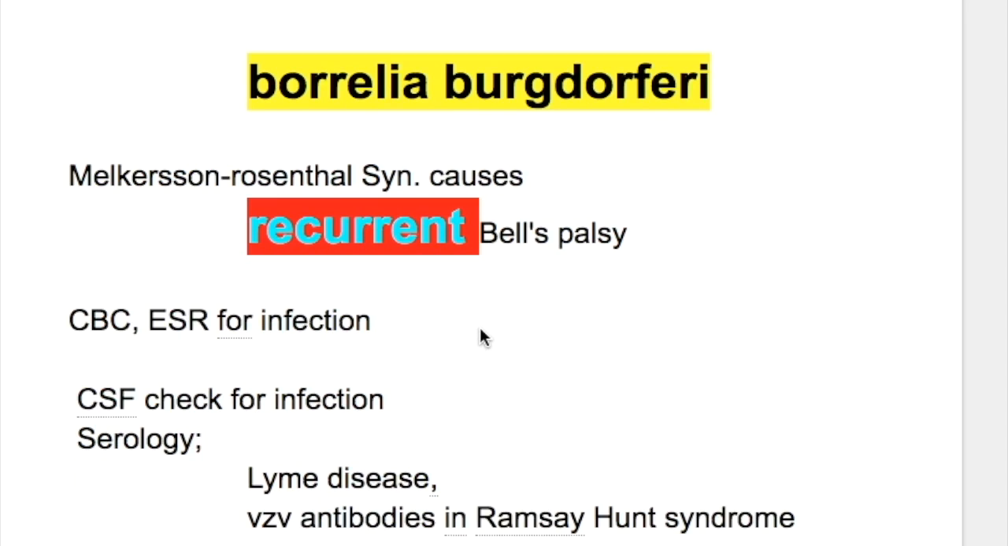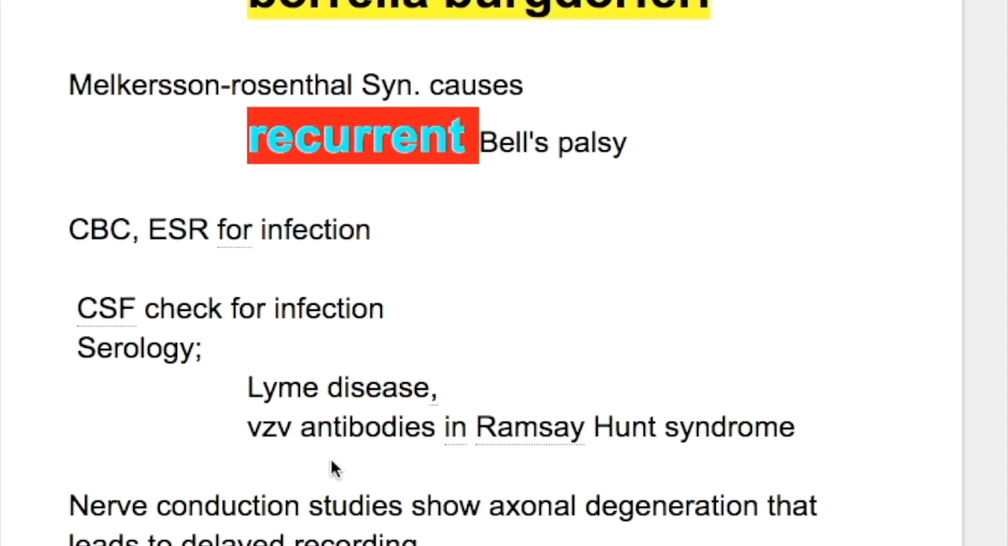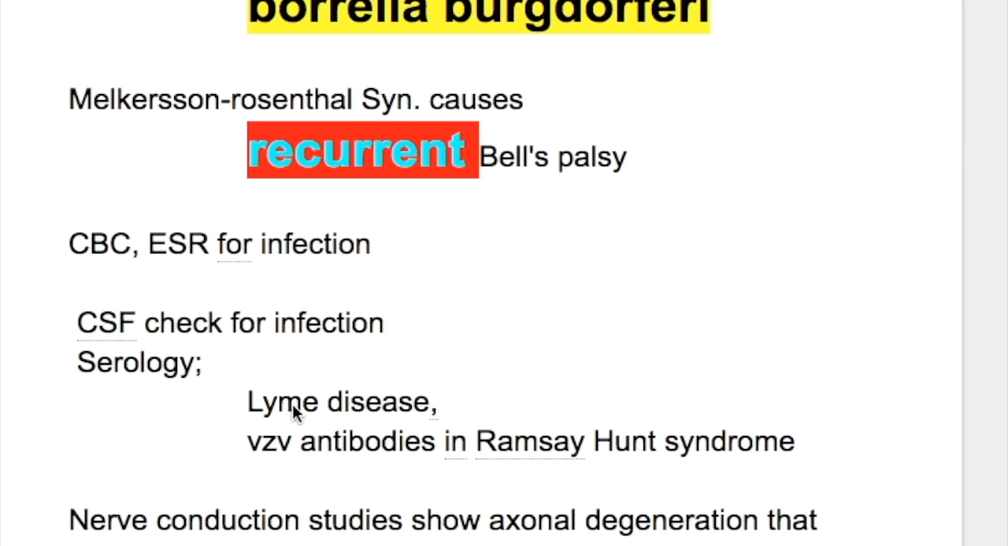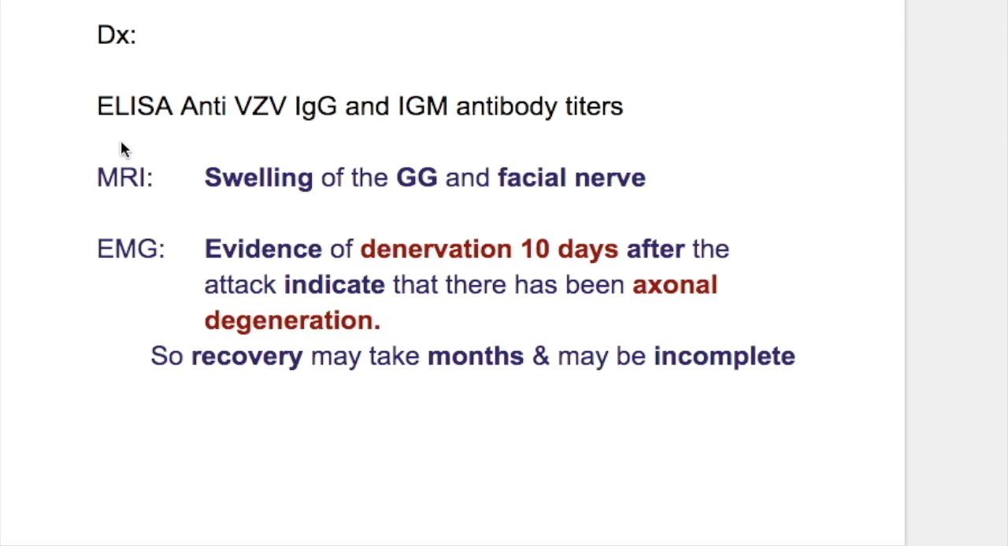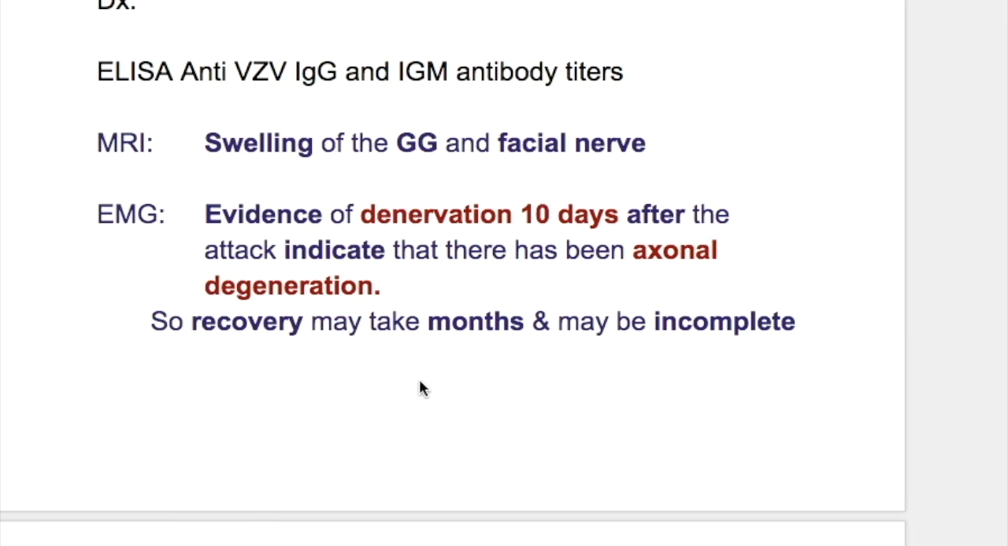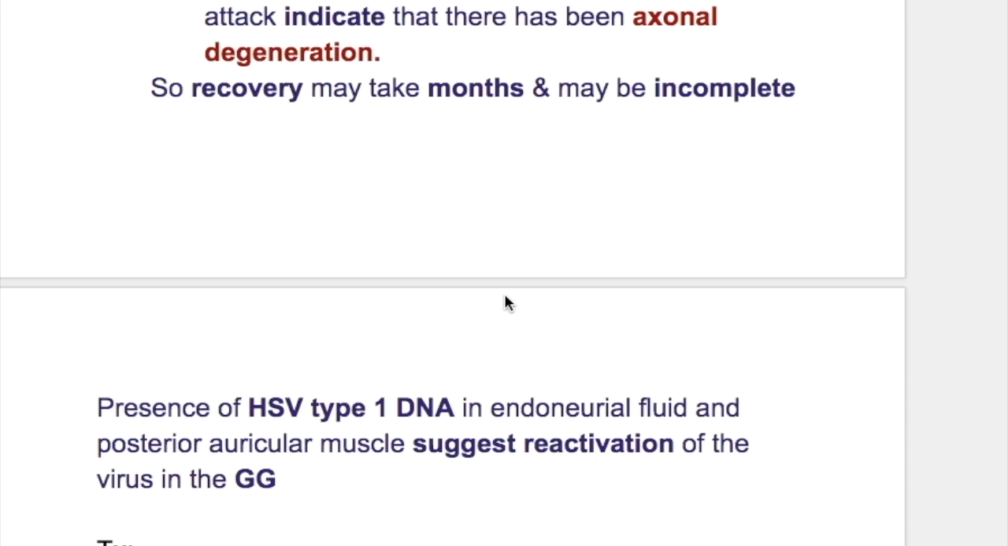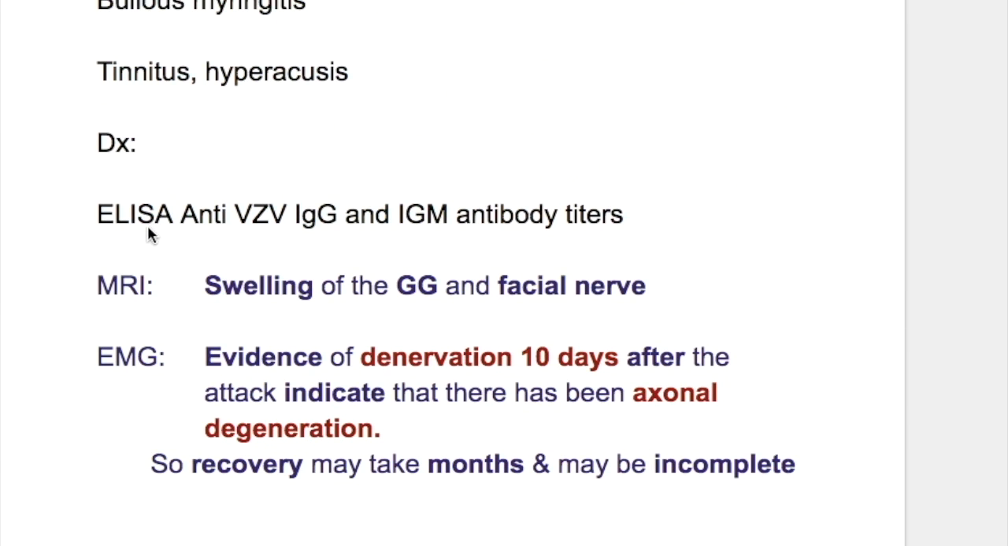So in the investigation, in blood, CBC and ESR for infection, CSF for infection, and for sarcoidosis, ACE levels and X-ray chest. Serology for Lyme disease and varicella zoster virus antibodies in Ramsay-Hunt syndrome. ELISA testing, MRI, EMG, and endoneural fluid examination. So what's done in ELISA testing? In ELISA testing, anti-varicella zoster virus IgG and IgM antibody titers are done.